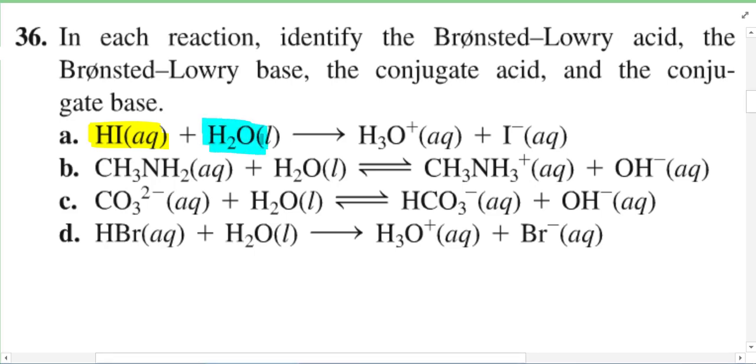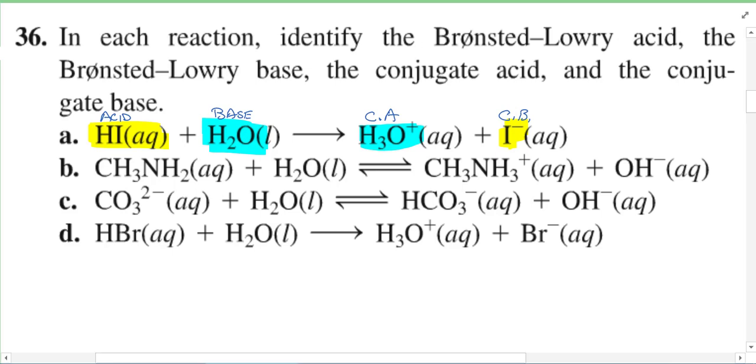And if I look on the other side, does this H from HI go to water? Yes, there's H3O plus. So that's my conjugate acid, and then I minus is the other one. So let's write this out. So I will do acid, base, conjugate acid, conjugate base. I said that backwards earlier.